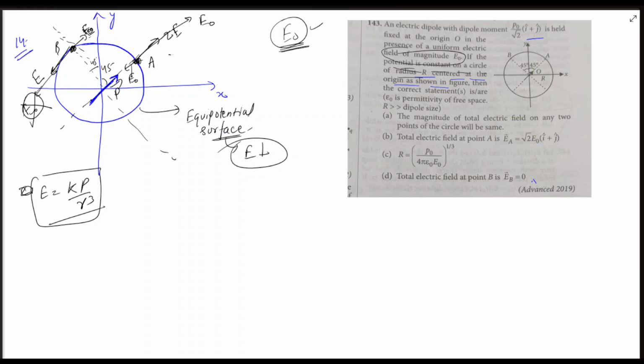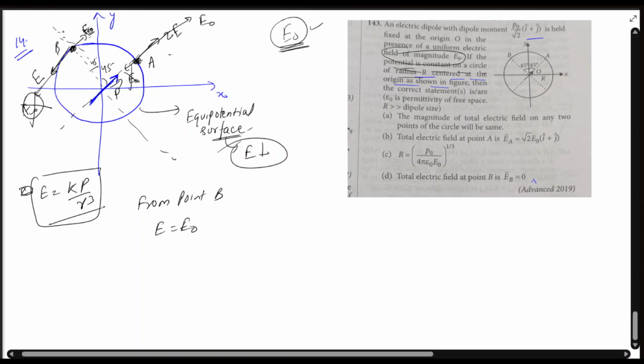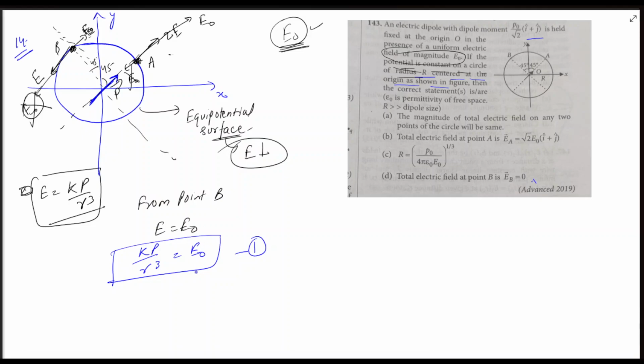So E naught will be in this direction. So this is wrong. So it will be in this direction. So simply from point B, E must be equal to E naught. Okay. So E, which was Kp by R cube, will be equal to E naught. This is our first, and at A simply it will be 3E, so we can calculate that, right? Okay, perfect. Let's go to check our options.